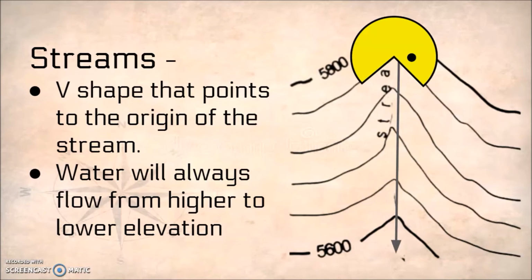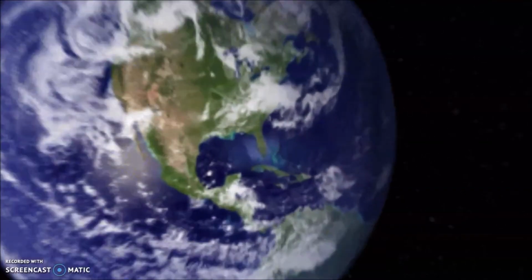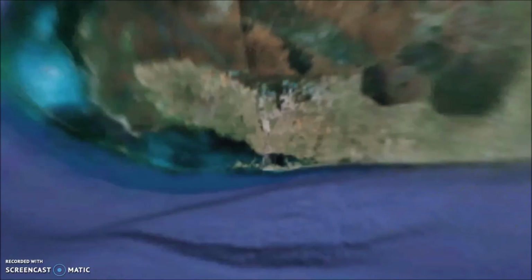Also notice the elevations. We have 5,800 and 5,600. Water always flows from higher to lower elevation, so in this case it's going to be flowing down towards the bottom of the screen. Topographic maps show us local elevation, but how do we see the maps of the entire world? This map shows us the entire world, and it's going to look a little different.